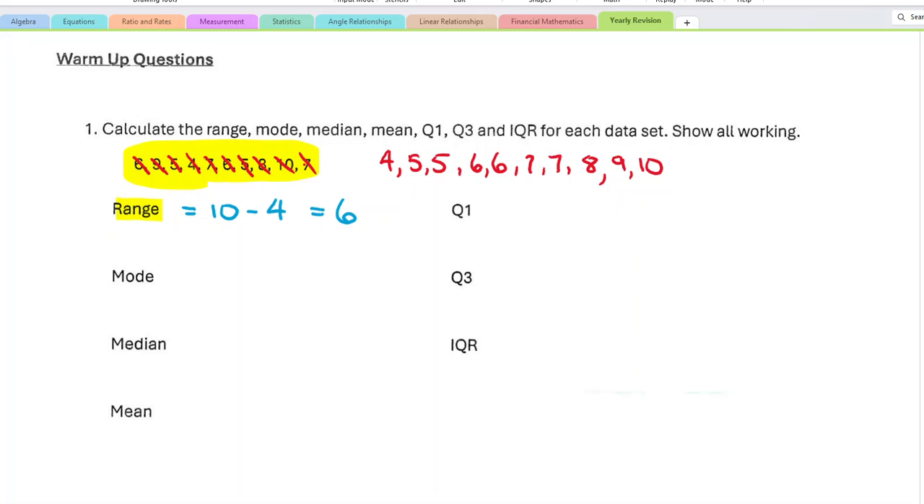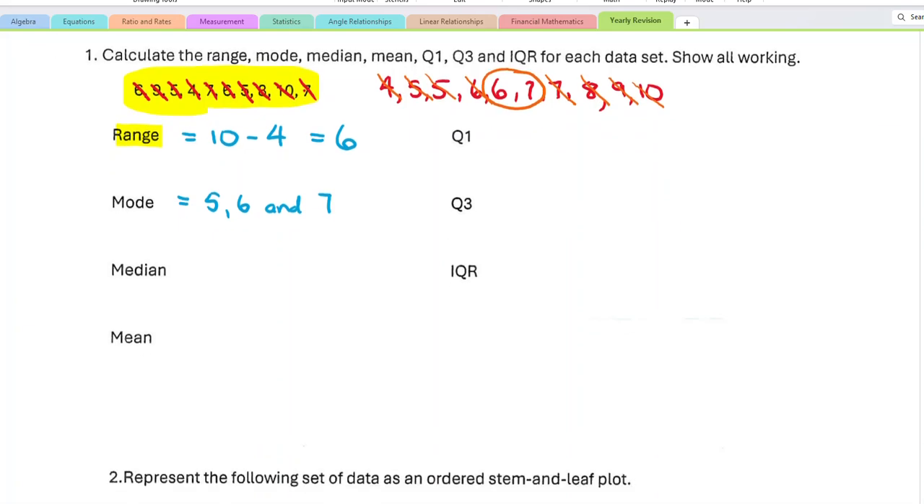Mode stands for the most occurring number. Now we have 2 5s, 2 6s, and 2 7s. So that means that 5, 6, and 7 are all modes of this data. Median is the middle number. Now, if I cross off the beginning and the end, again and again, I end up with 2 numbers in the middle, and to find the median of that, I will add those 2 numbers together and divide by 2, which makes my median 6.5.